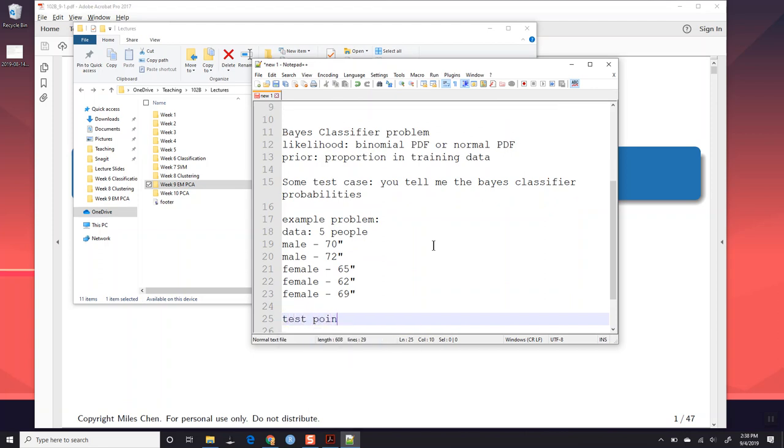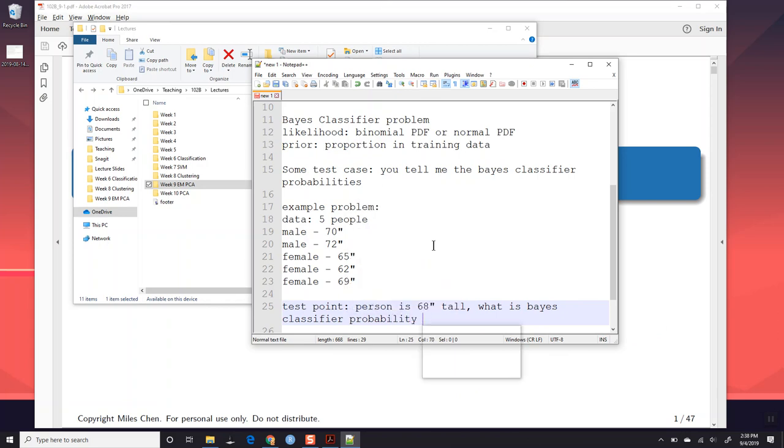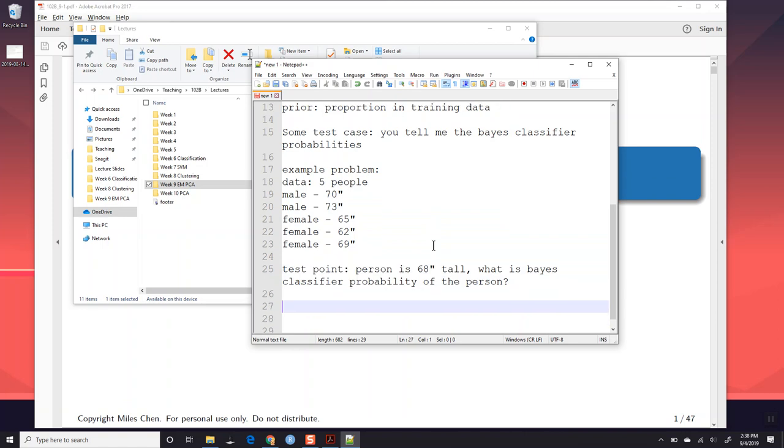And then test point, a new person is 68 inches tall. What is the Bayes classifier probability of the person? I'm gonna just increase it to 73 inches here. Okay. And then we'll say use sample mean and sample SD for MLE for your estimates.